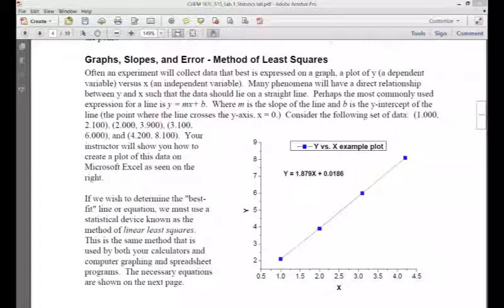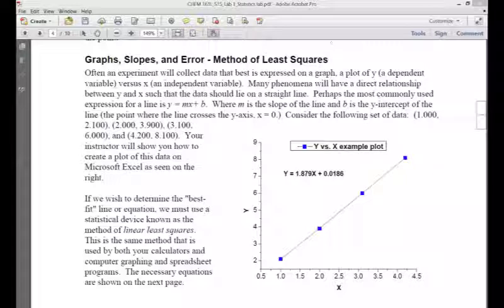I want to do this short video on the method of least squares as described in our handout on experiment 1. I wanted to do this video just so that I can step through it. If you didn't catch this in the pre-lab lecture, you can come back and review it here. So that's really the purpose of this video.